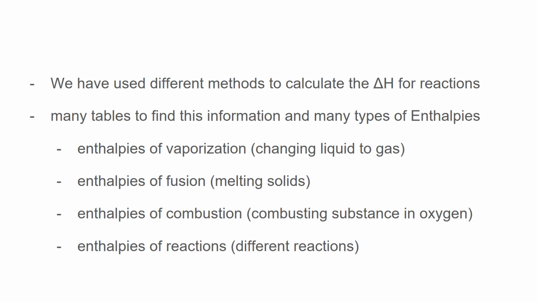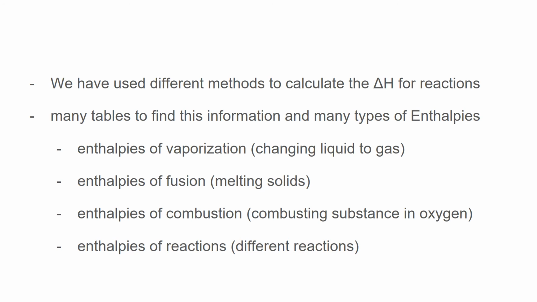So there are many, many different methods to calculate delta H. So far we've used calorimetry, now we've used Hess's law. Now you can also find delta H values on tables. There are all different types of enthalpies. There's the enthalpies of vaporization, where you're changing a liquid to a gas. There's enthalpies of fusion, that's when you're melting a solid. You have enthalpies of combustion, when you're combusting a substance and oxygen. You also have enthalpies of reaction.